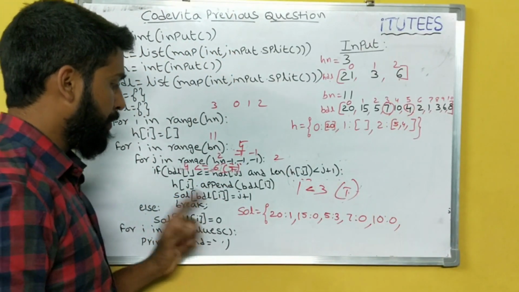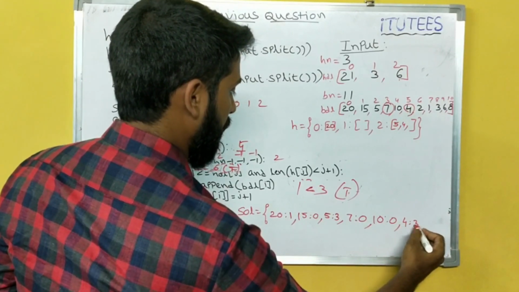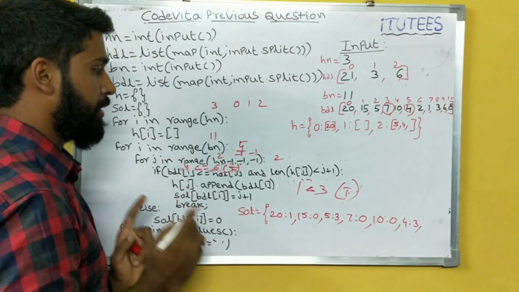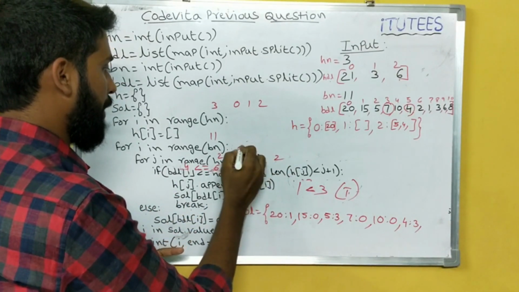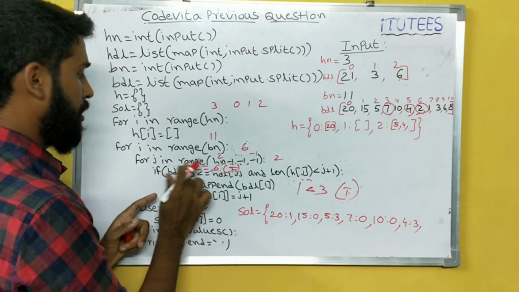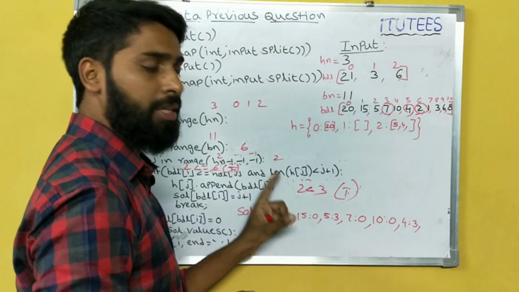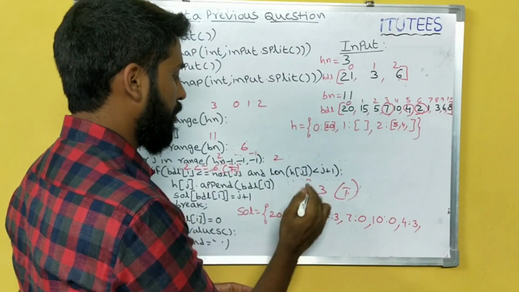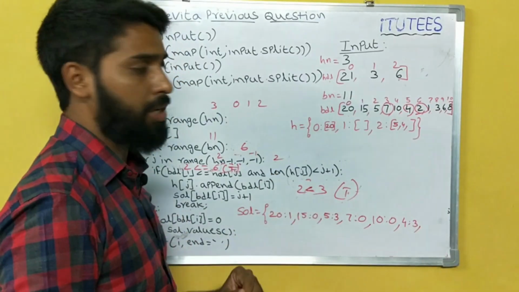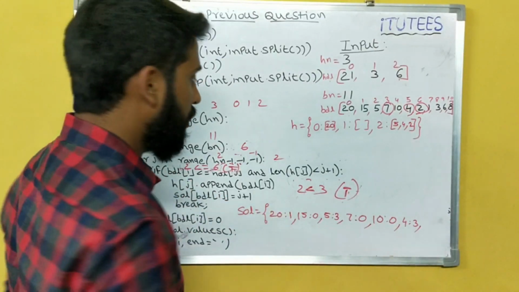So SOL of BDL, that means here 4 colon 3. Break. Next I becomes 6. That means this is 6. Now 2 less than or equals to 6, true. And we can check the length. Length equals to 2. 2 less than 3, true. So the 2 is stored in third hole.